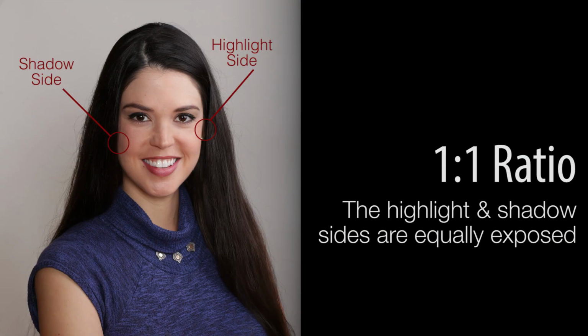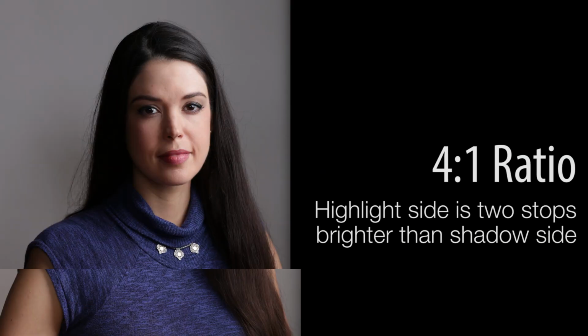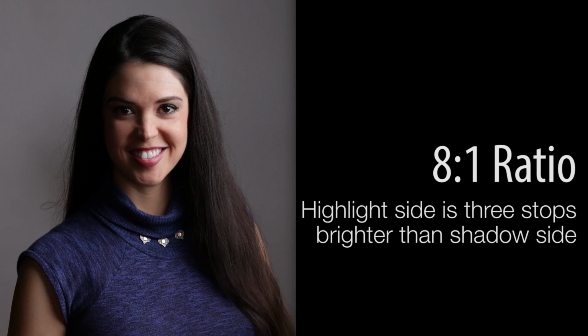So let's talk about how light communicates emotion. In my experience, light has the power to create emotion in 4 different ways. First off, let's talk about ratios or contrast. We've talked about ratios before, basically just the ability to create contrast, to make it dramatic and more moody.